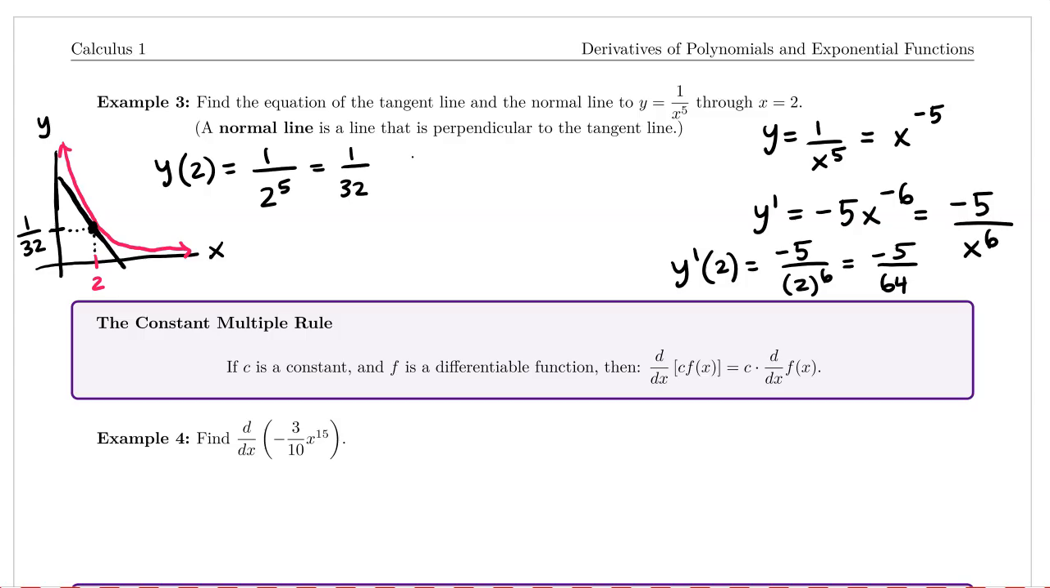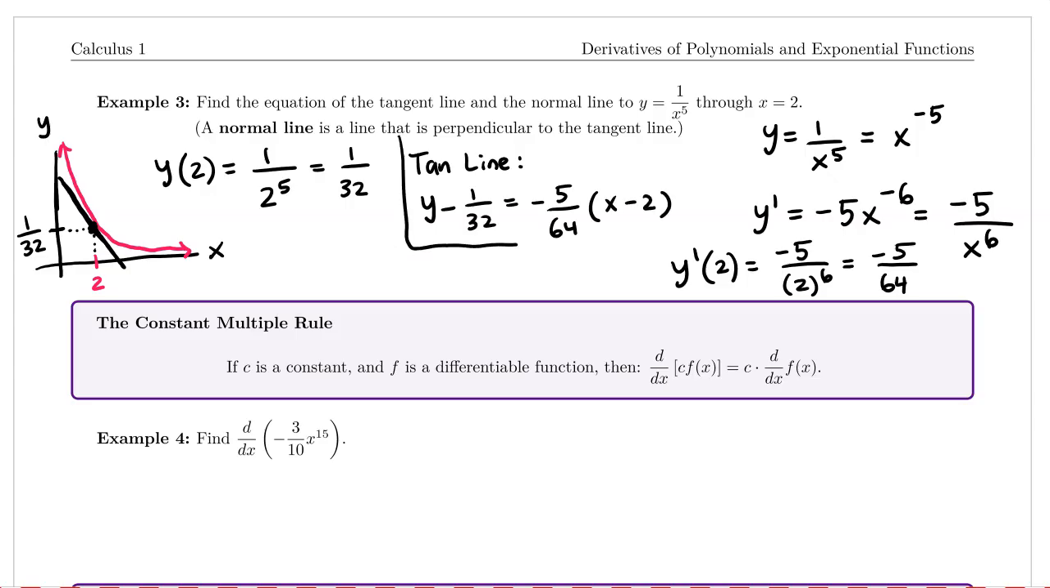So let's talk about the normal line. Not the normal line, the tangent line. And I'm going to put it in point-slope form. So that's going to say y minus 1 over 32 is equal to the slope that we found, negative 5 over 64, times x minus 2. And that is our tangent line in point-slope form.